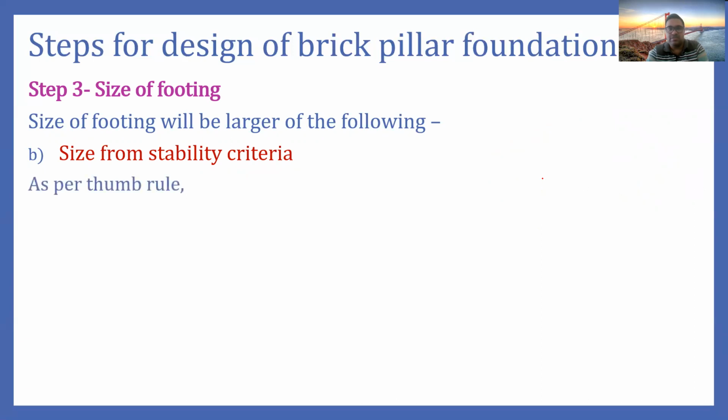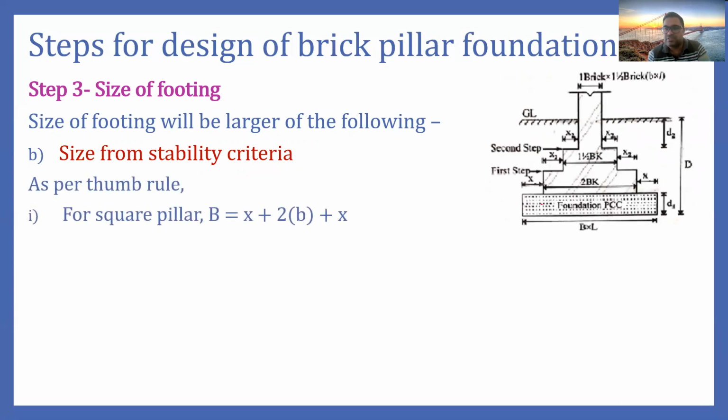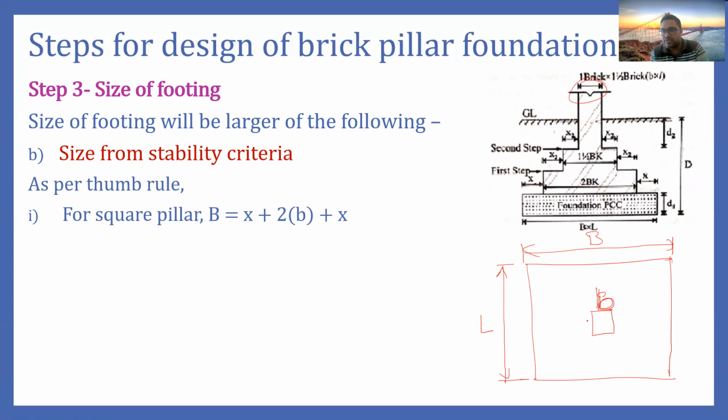suppose I am making the plan of this foundation. Suppose this is B, this is B, and say this is L. And this cross section here will be shown like this, where this is small b and this is small l. Now in this case, you can see these two steps are also there.